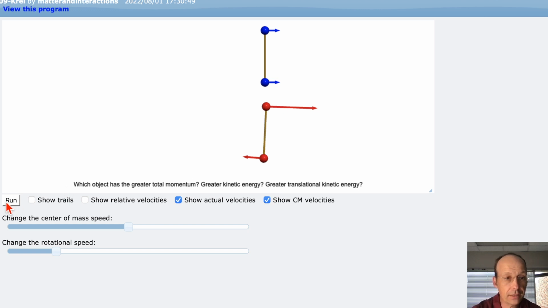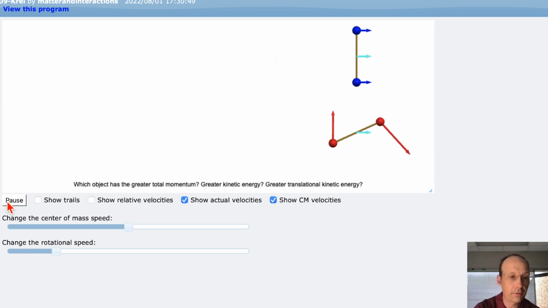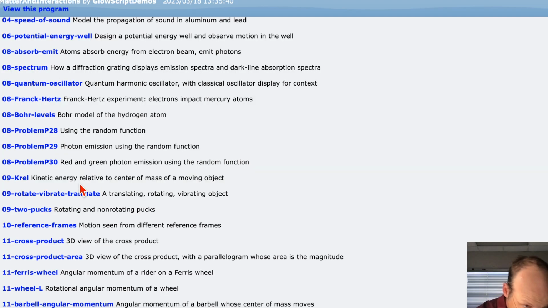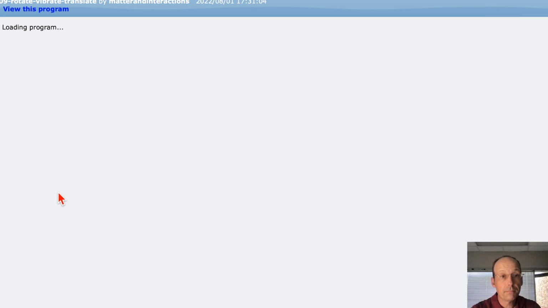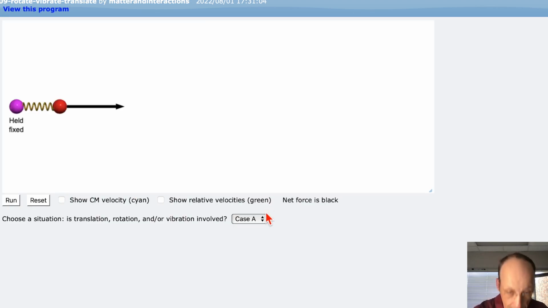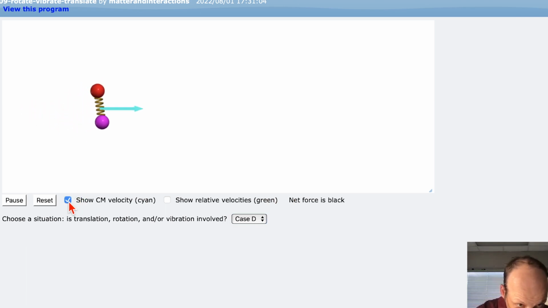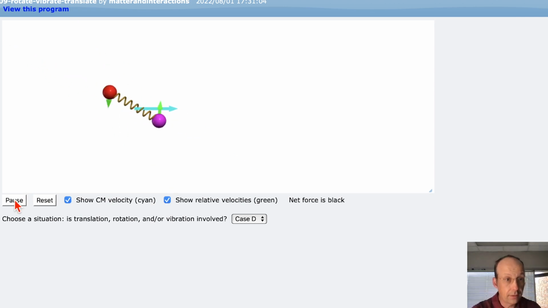Center mass velocities, let's just run that. That doesn't really help. Okay, cool. Now let's look at another program. Let's do this one, and show center mass velocity, show relative velocity.